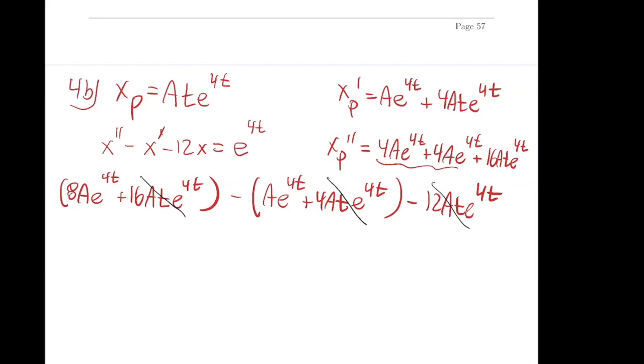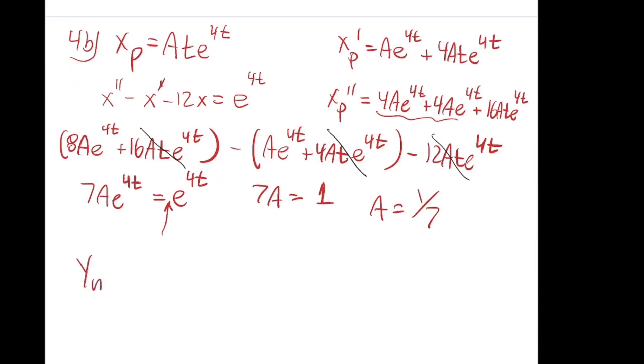And now what's left over, grouping these terms together, is 8 minus 1, which gives us 7a e to the 4t, and that should equal the forcing function, which was just e to the 4t. So this tells me 7a should equal 1, which is the coefficient in front of the e to the 4t there. So that's where the 1/7 comes from.